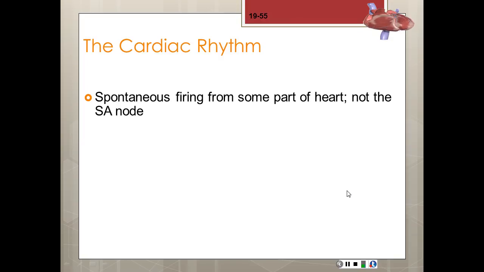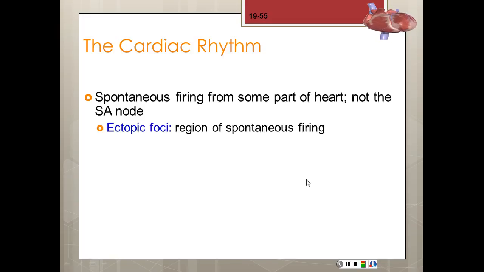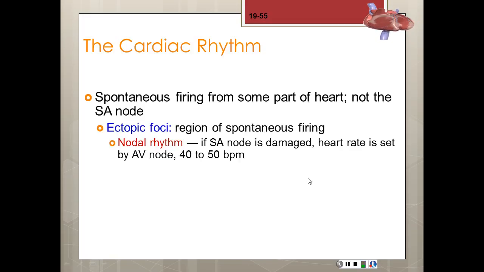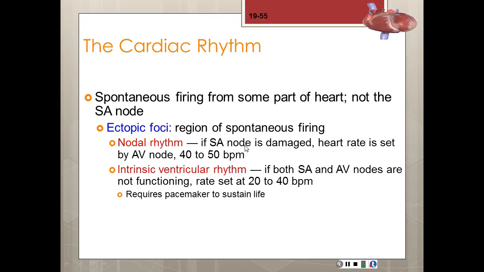Any region of spontaneous firing other than the SA node is called the ectopic focus. So if the SA node is damaged, the ectopic focus may take over the governance of the heart rhythm. Basically, that means our AV node would take over, but that will give us a heartbeat of approximately 40 to 50 beats per minute. So the AV node is the most common ectopic focus.